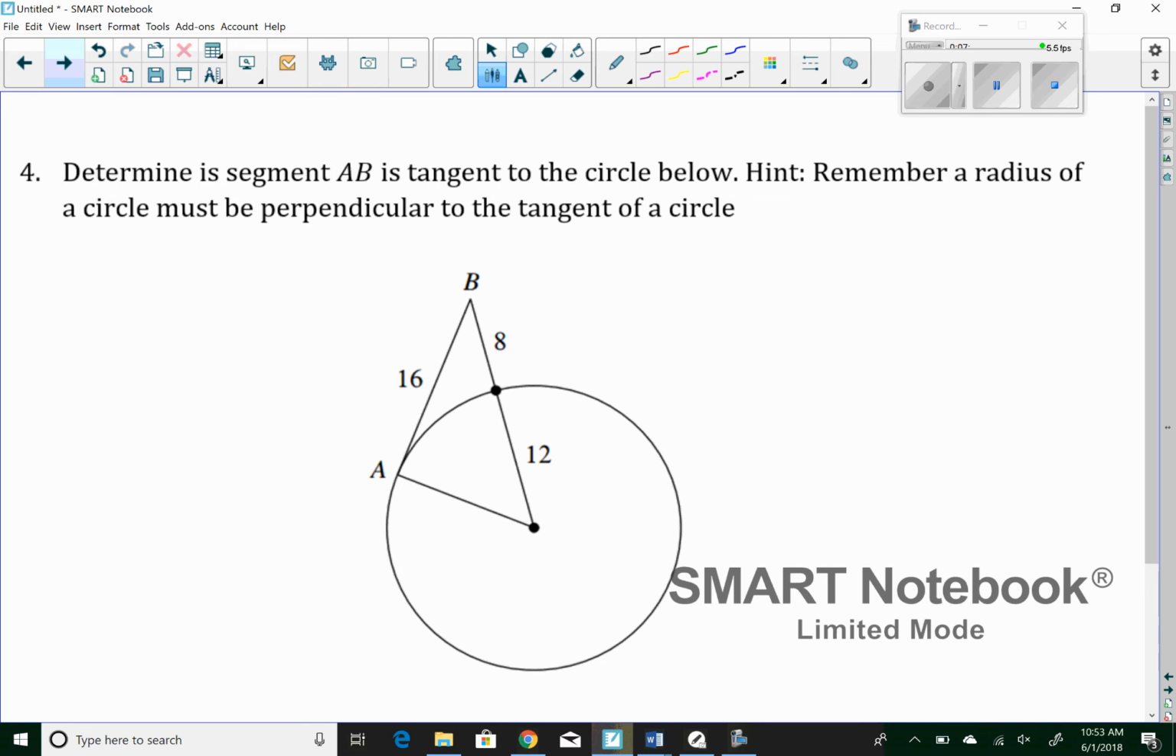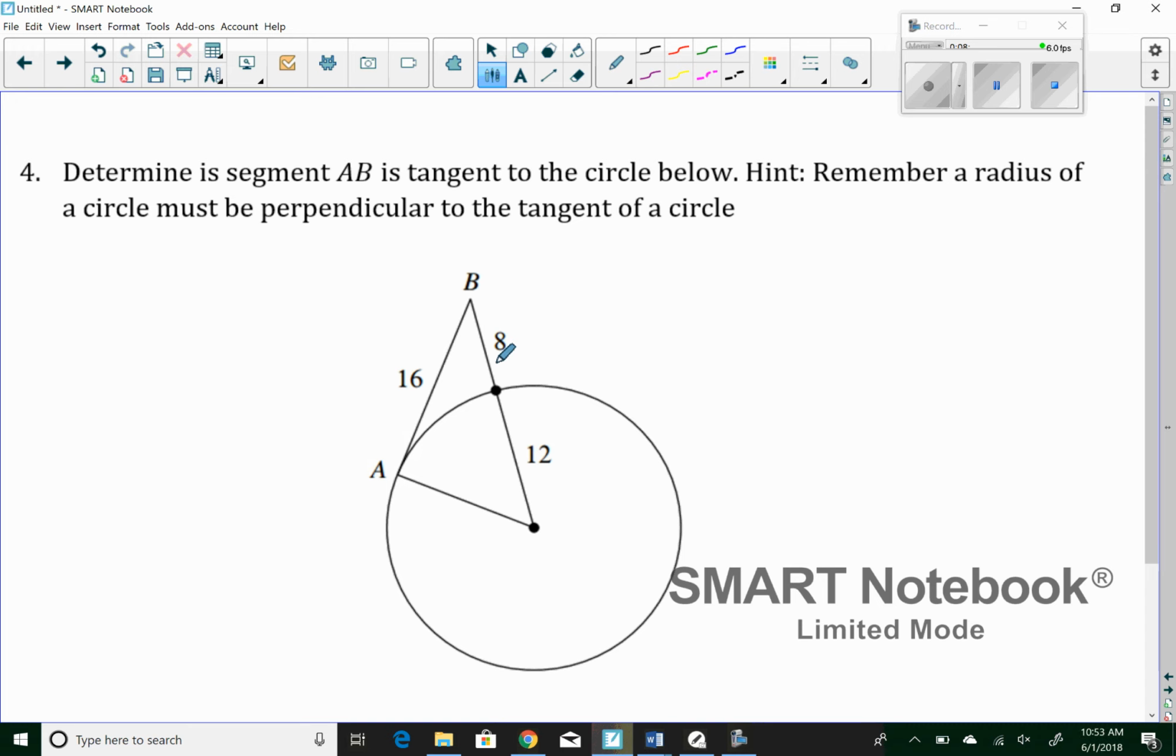Last problem says determine if segment AB is tangent to the circle. Hint, remember, a radius must be perpendicular to the tangent. So one of the things that we know is that any radius is going to be perpendicular to any tangent. So to determine if AB is truly a tangent or not, I just have to prove that this is a right triangle. To prove something's a right triangle, I can prove that the Pythagorean theorem works.